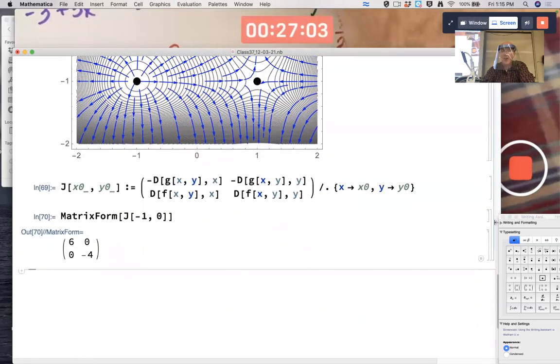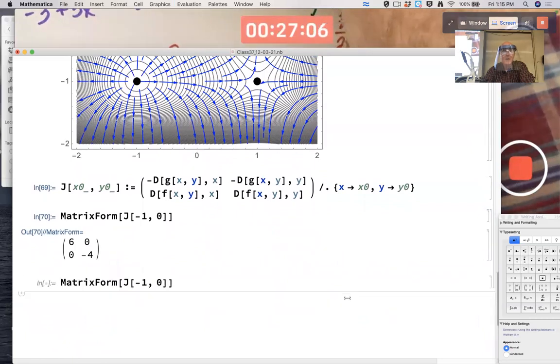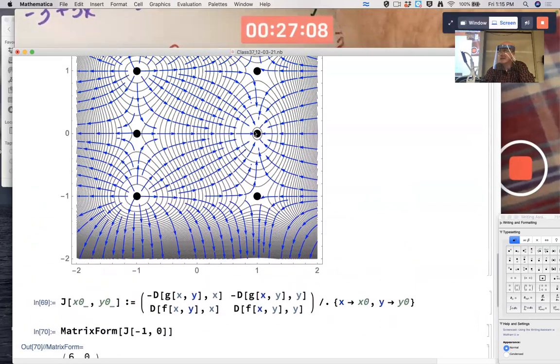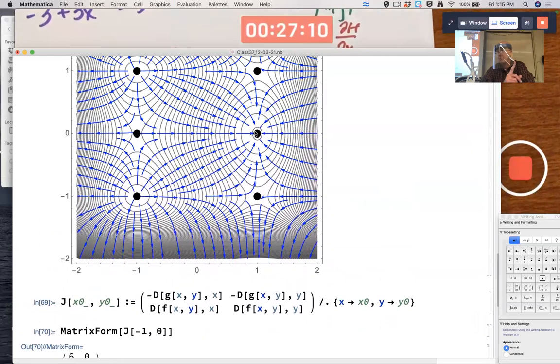And at 1, 0, you can see that one's a sink, not spiral. You don't get spiral sinks or spiral sources. You're going to get real sinks and real sources. So you never get centers for gradients. You never get spiral sinks or spiral sources. You can get real sinks and real sources and saddle points.